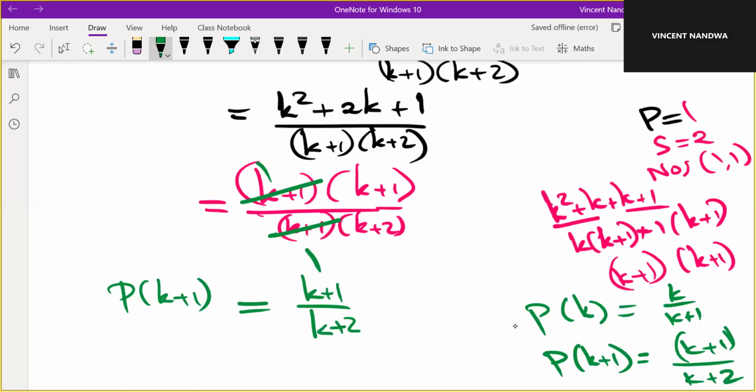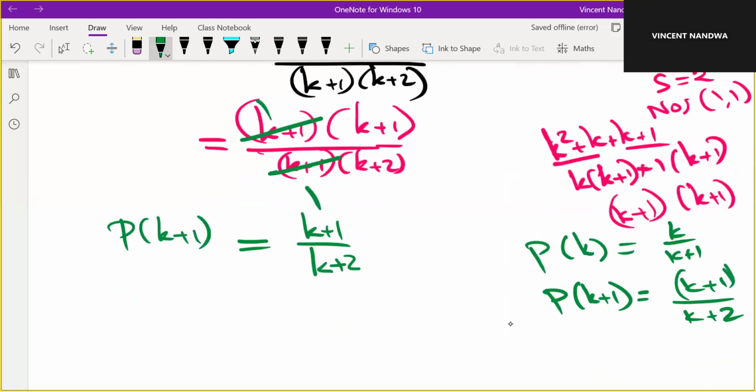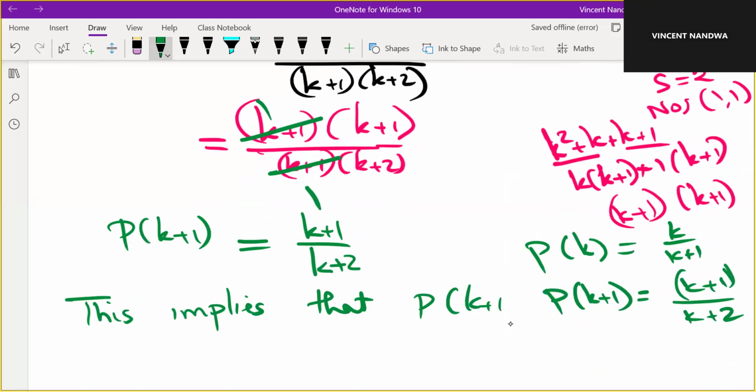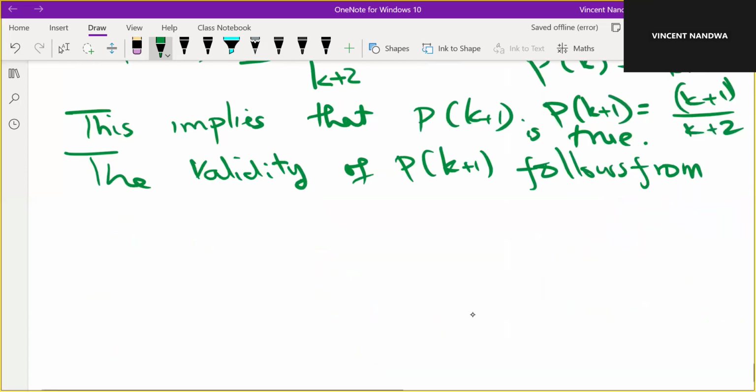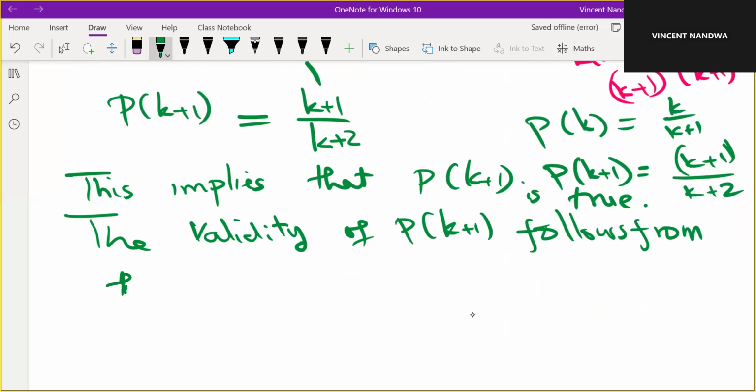So we write the usual stuff, but this implies that p of k plus 1 is true, okay? It is true. So the validity of p of k plus 1 also comes from this, p of k plus 1 is coming from p of k, the result of that, okay? It follows from that of p of k.